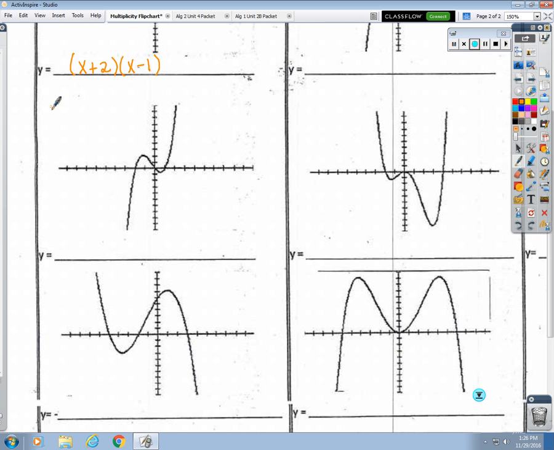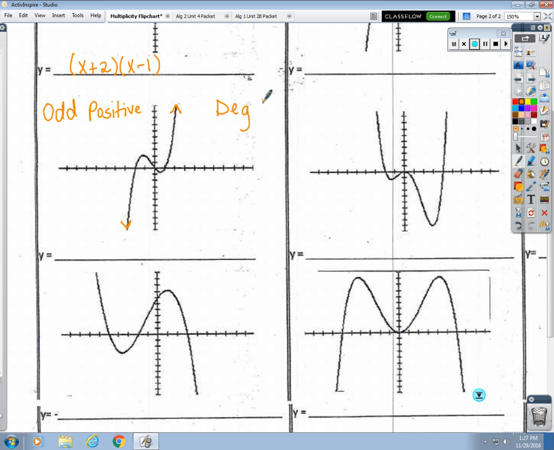Is it even or odd? This one is odd because your ends are behaving different. They're going in opposite directions. Now, is it odd positive or odd negative? Odd positive because it's going up on the right. Remember, we read left to right. So as you read from left to right, it's eventually going up. So that's positive. What is the degree?